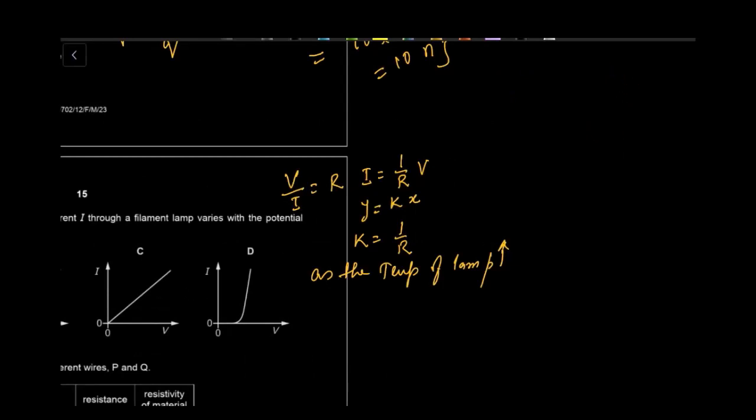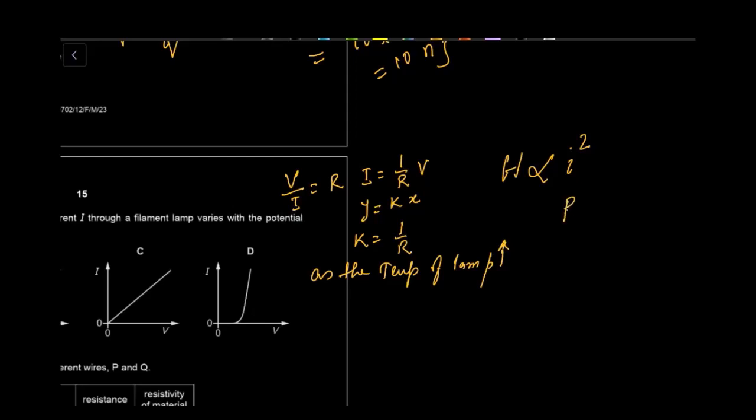So as the current increases, the temperature of the filament in the lamp increases, because heat is directly proportional to I squared. Since the filament is a metal, the higher temperature causes an increase in resistance. So with an increase in I, the temperature of the filament will increase, and in turn the resistance of the filament will increase.